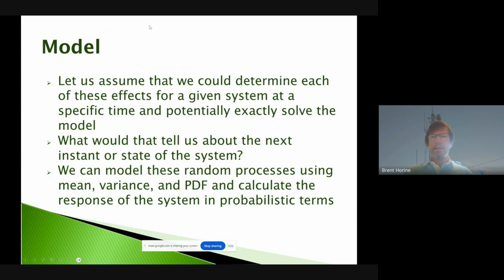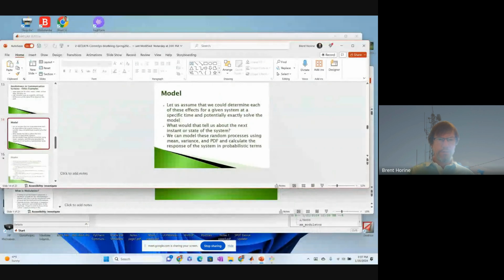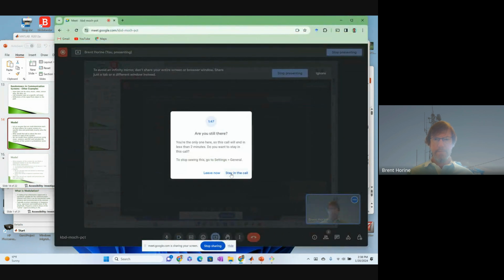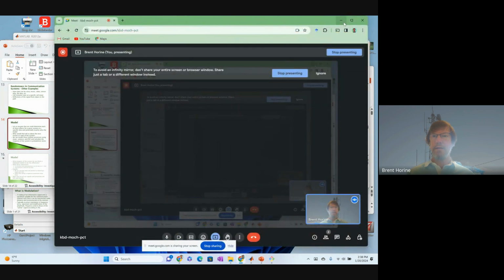So I think that's where we left off, and then we looked at MATLAB a little bit. We'll look at MATLAB and GitHub in a few minutes also. And let me just tell Google that it's okay. Yes, I want to stay in the call.